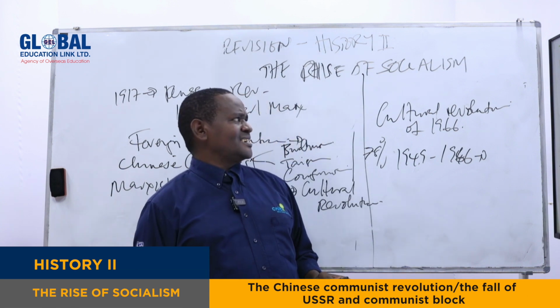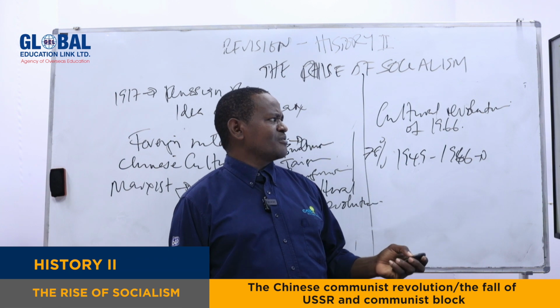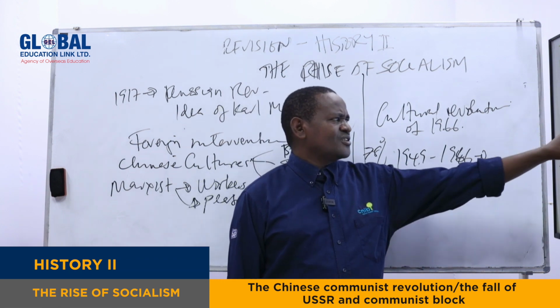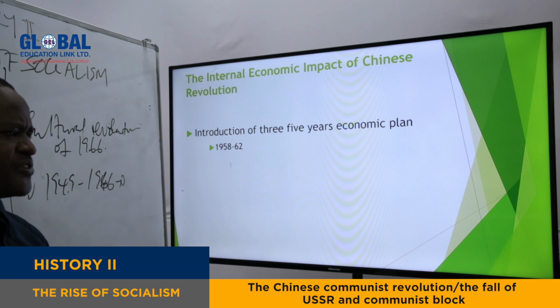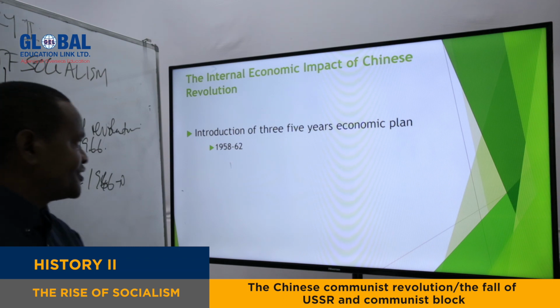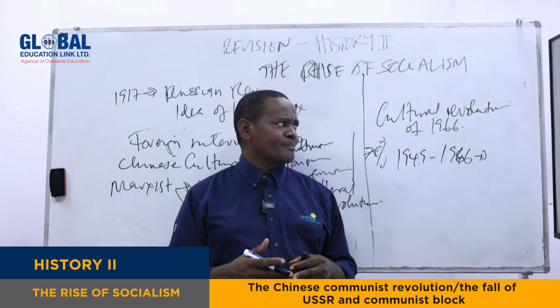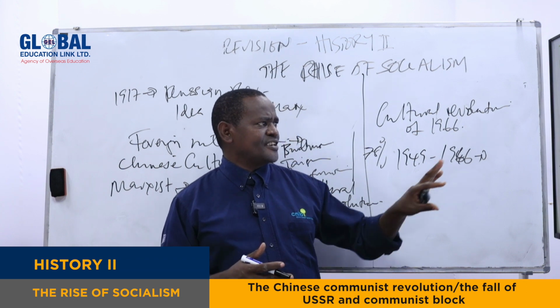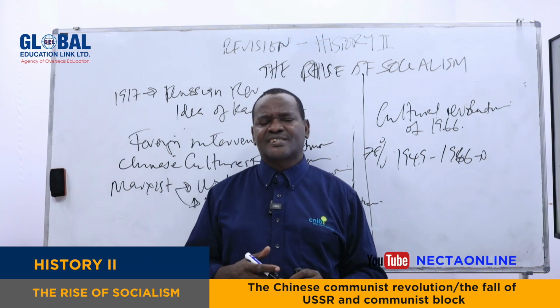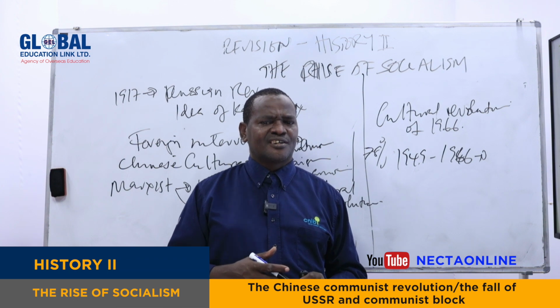Let's now look at the internal economic impact. Introduction of the 3-5 years development plan. They introduced some 3-5 years development plans which started in 1958 to 1962 in order to change the country's economy. Remember, we said China was largely agrarian, so they had to change the economy by introducing a 3-5 years economic plan. And of course, this enabled China to develop in terms of industries, in terms of agriculture, and so on and so forth.